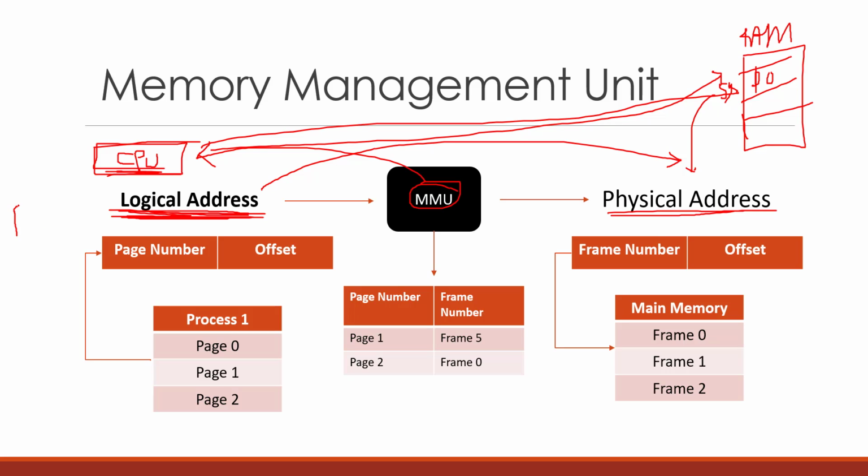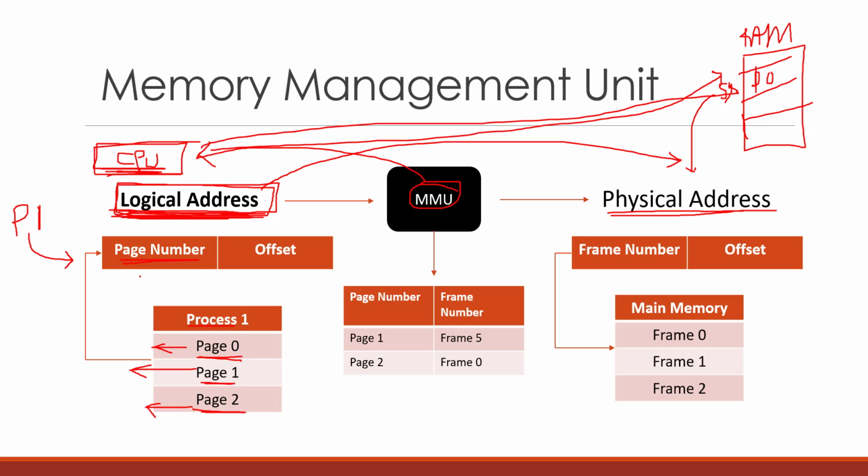Let's assume we have a process, let's say P1. Now process P1 will have a logical address generated by the CPU, right? Now let's assume this process P1 is split into different pages. Let's assume it's split into 3 pages, right? Each page will have its own logical address.